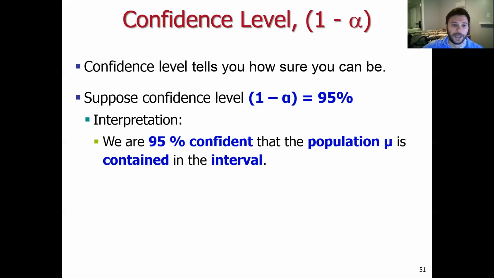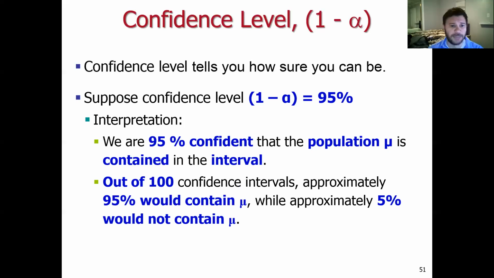The proper way to think about a 95% confidence interval is that if we were to construct 100 of these confidence intervals by sampling 100 different samples from the population, each sample being slightly different, right? Each sample is going to have a slightly different X bar associated with it. Then out of 100 samples, about 95% of those would contain mu, while approximately 5% would not contain mu.